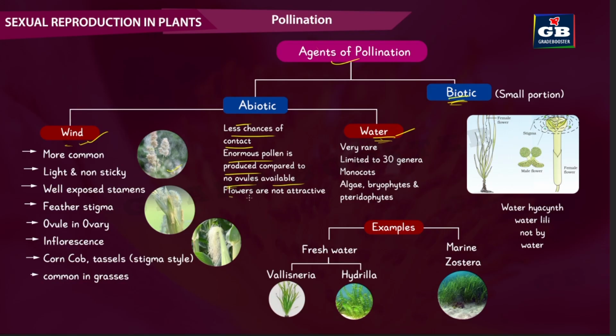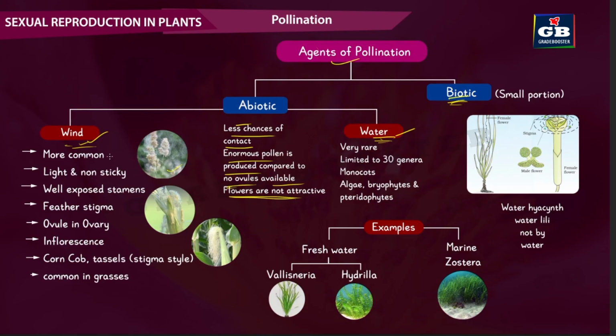And in case of these abiotic agents, where the pollination is done by abiotic agents, the flowers are not attractive. Flowers are attractive and fragrant for insects and birds, because insects and birds are attracted by colorful, scented flowers. But here the pollination is done by wind and water. There is no need of colors, no need of scents and attraction. So in case of these abiotic agents, flowers are not attractive.